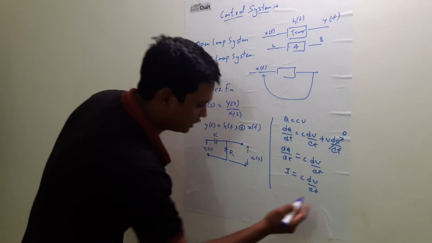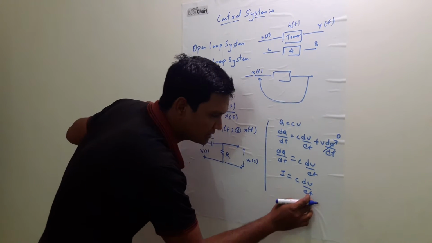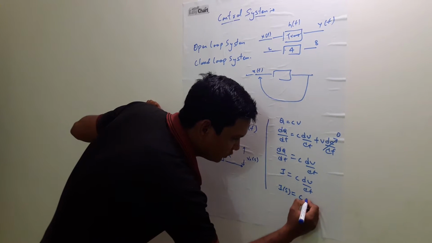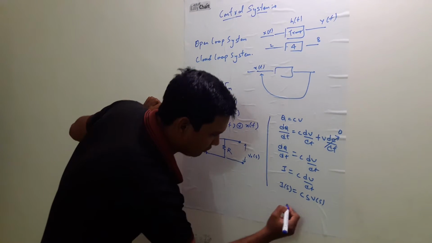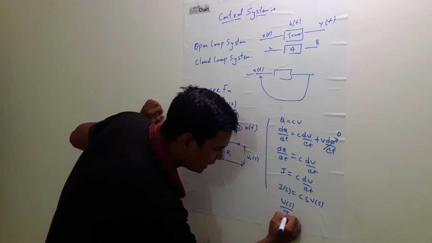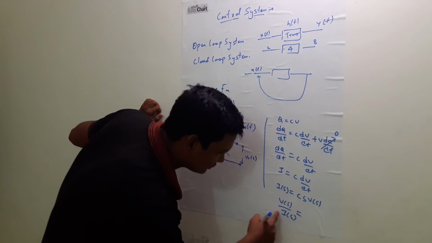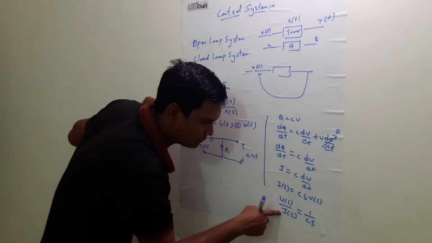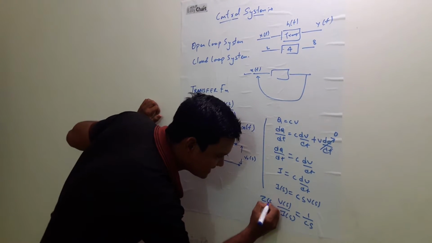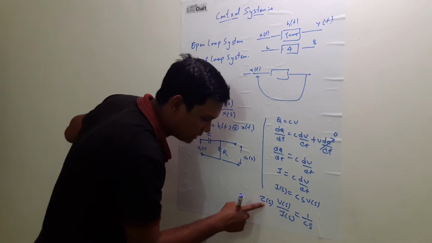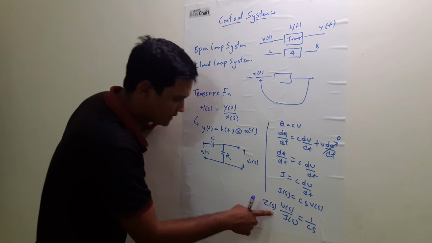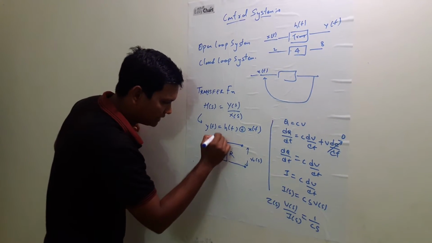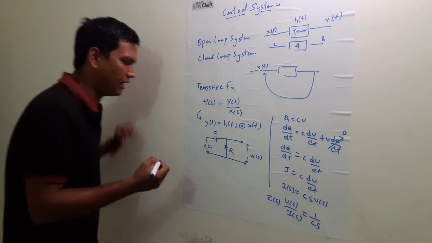Now if you are good enough in Laplace, you know the differentiation in Laplace is multiplication by s. So if I take the Laplace on both sides, it will be I(s) = C s V(s). Now V(s)/I(s) is nothing but 1/Cs, and voltage by current is called impedance. So this is my Z(s), the impedance offered by a capacitor in terms of Laplace. So the impedance offered by this element is 1/Cs, and R is anyway R.